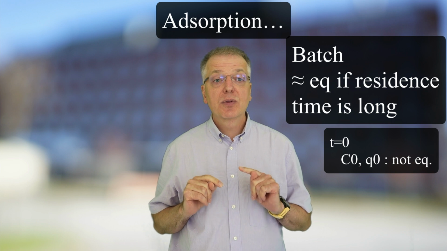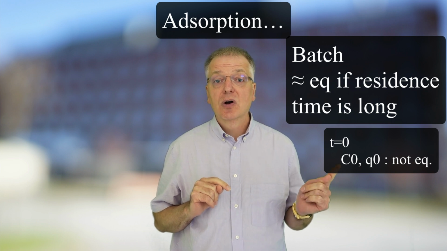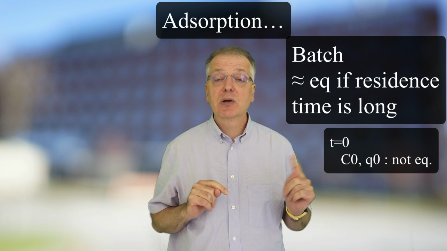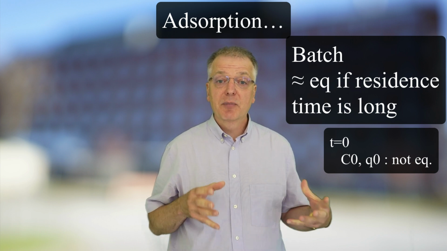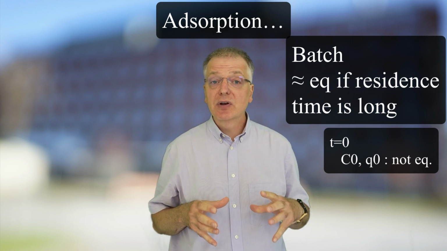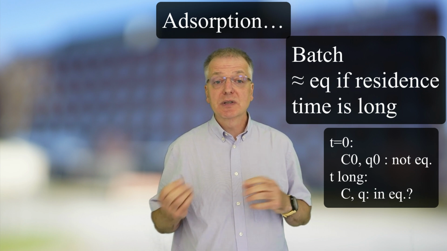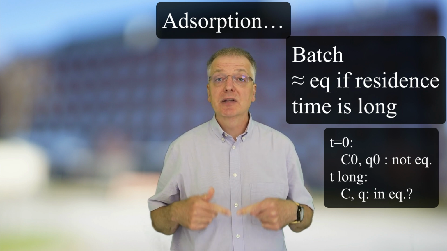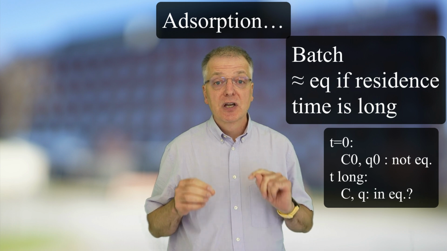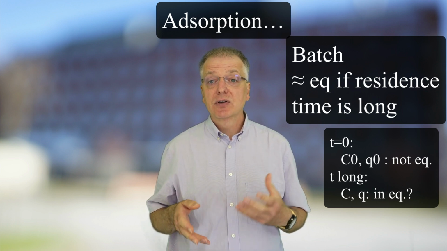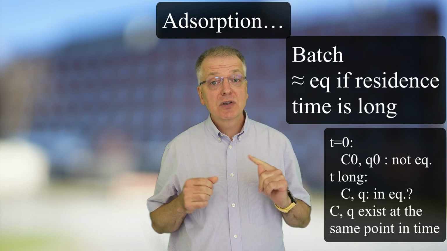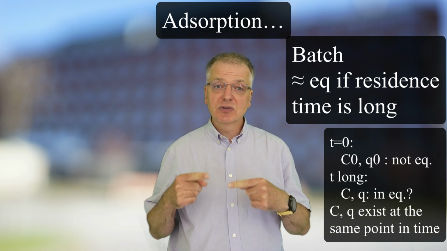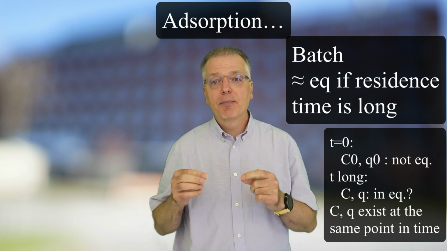Thus, although the initial concentration Q on the adsorbent is not in equilibrium with the initial concentration C in the liquid, before they have been in contact with each other, we can reach equilibrium between Q and C in the reactor if we wait long enough. Thus, when we empty the batch reactor, Q and C may be in equilibrium with each other. Note that Q and C must represent concentrations at the same point in time.